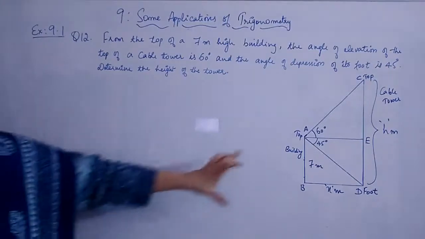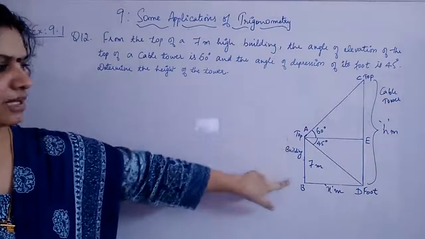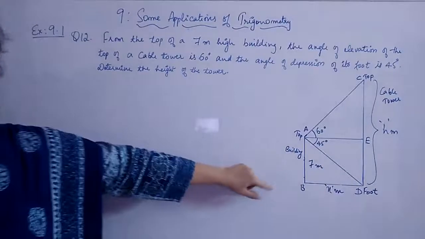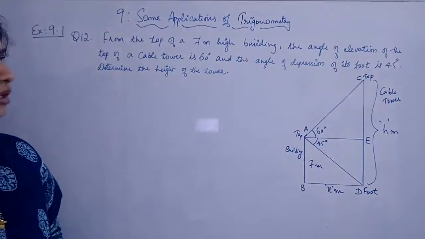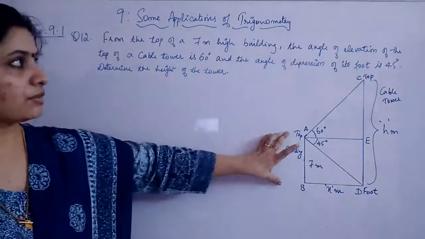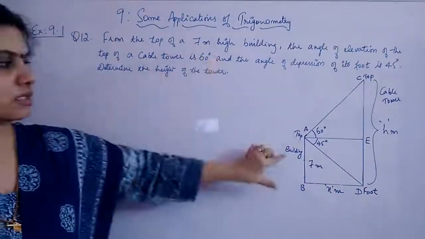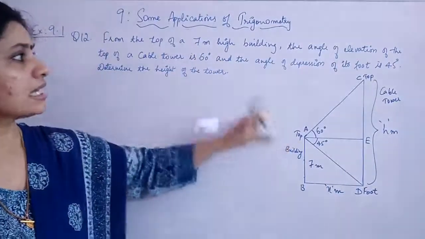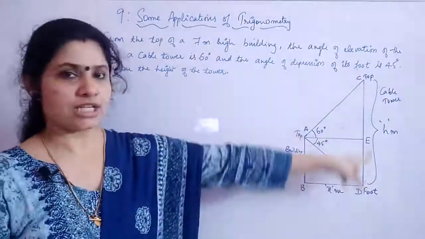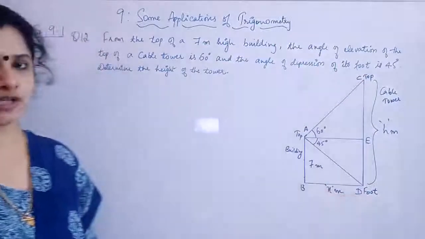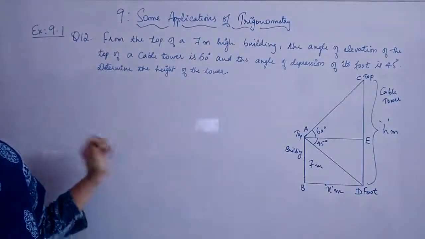So we can take AB as the building and CD as the cable tower. Now what is given in the question? The height of the building is given, it is 7 meters, so we have marked here 7 meters. Then you have to find out the height of the tower, that is CD, which is taken as h meters. That is what we need to get.